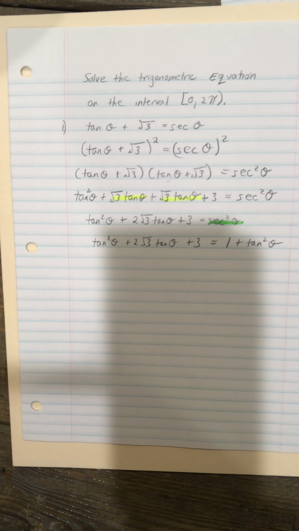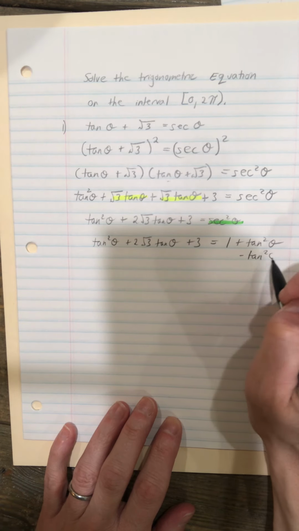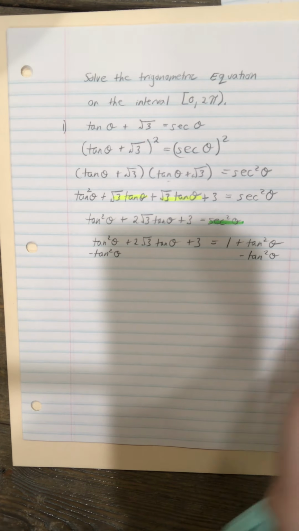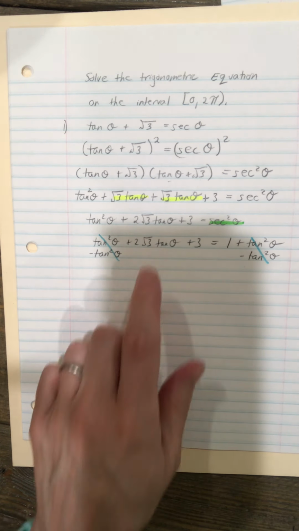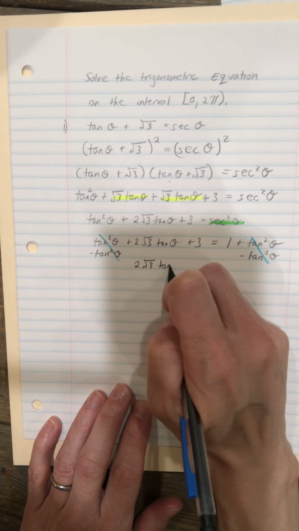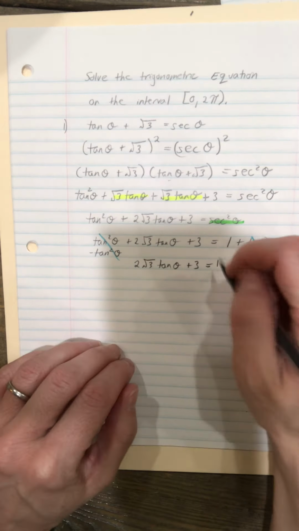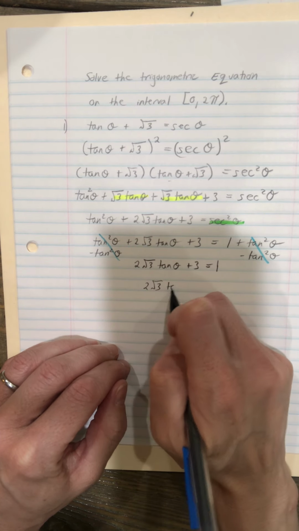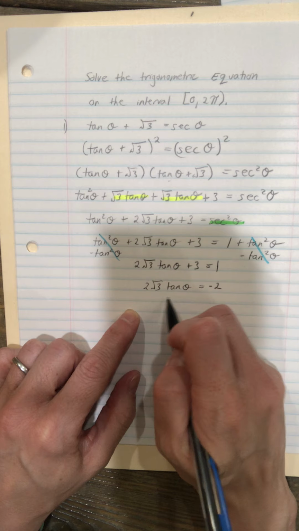Now I have what looks like a quadratic, but I notice if I subtract that tangent squared theta from both sides, it's going to be eliminated on both sides, and I'm just left with one tan term. So here I have 2 root 3 tan theta plus 3 equals 1. Now I'm going to isolate my trig function because I only have one of them. I'm going to subtract the 3, and then divide by 2 root 3.